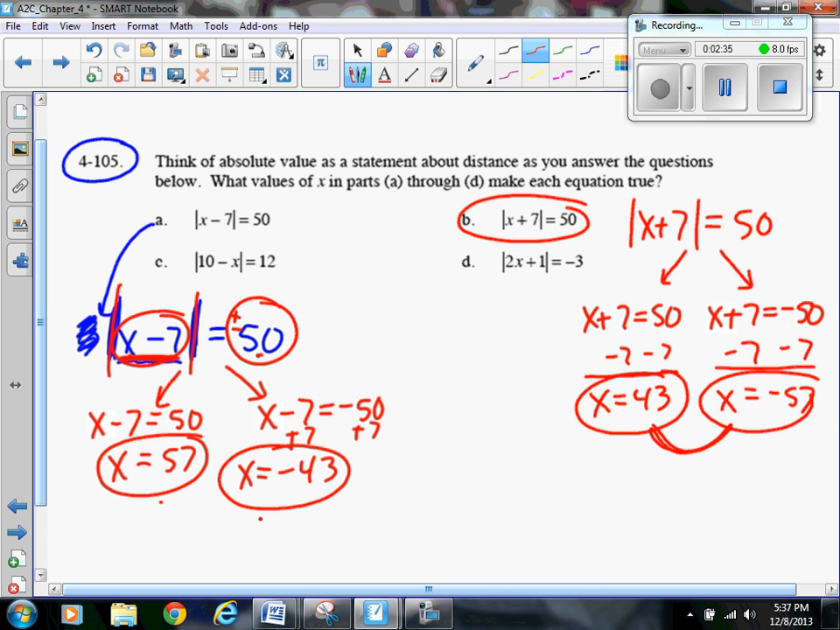Sometimes people get one answer and just want to put a plus or minus in front of their answer. The two answers are very different. This x minus 7, or whatever's inside the absolute value, gets written twice, and you set it equal to the positive and the negative of the answer.